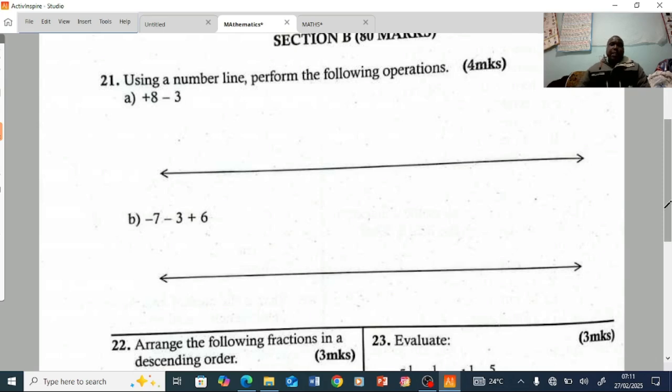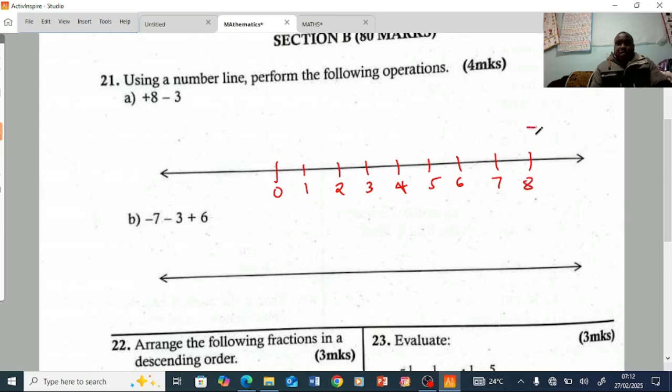Section B, 80 marks. Using a number line, perform the following operation. So this is a number line. The line has been drawn for us. We'll start with positive 8 minus 3. So we have 0, 1, 2, 3, 4, 5, 6, 7, 8. So we are here at positive 8.